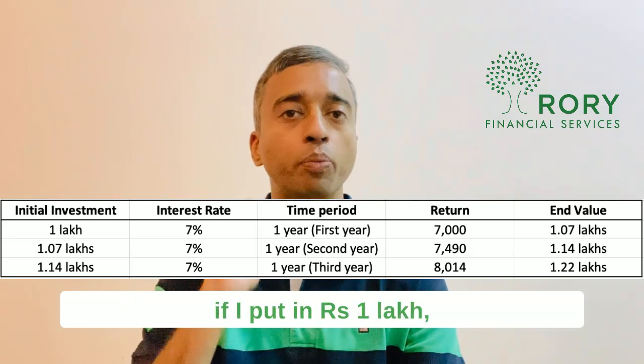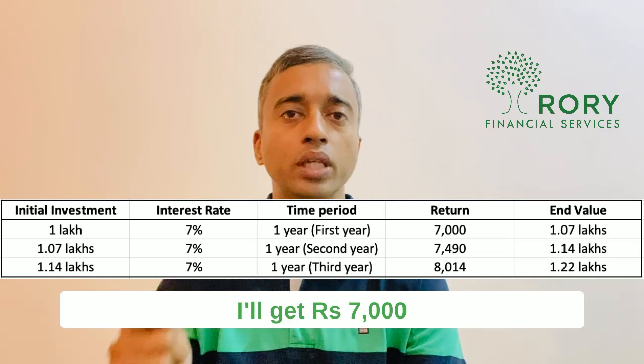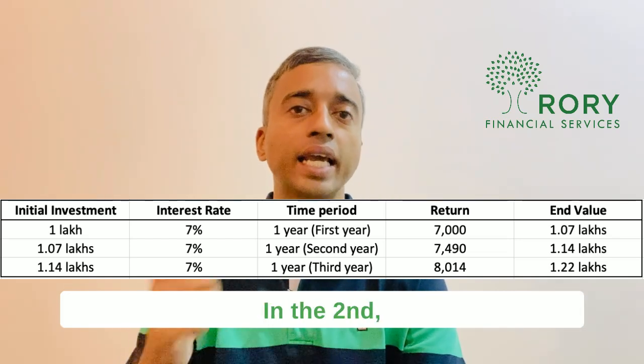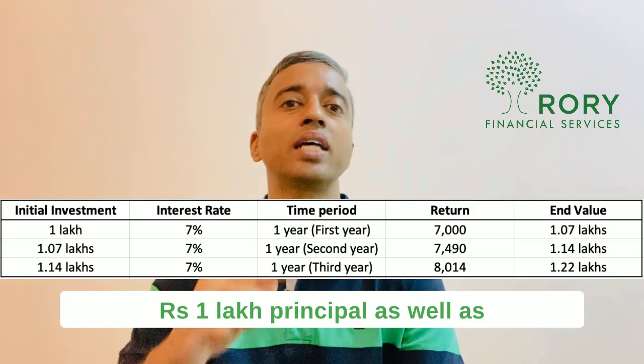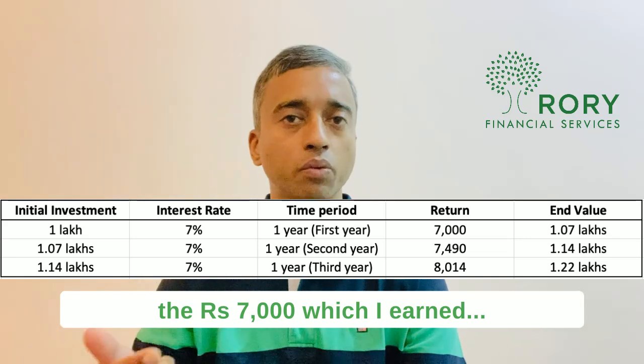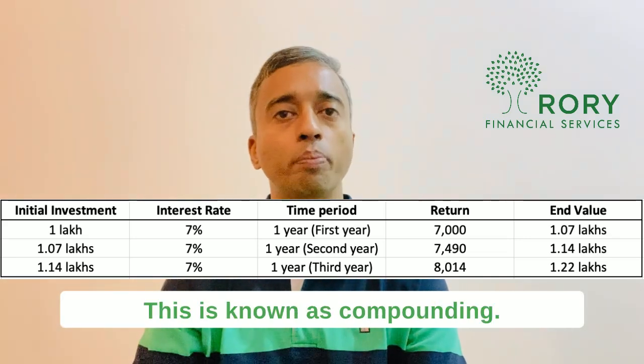That means that if I put in 1 lakh, I'll get 7,000 at the end of first year. In the second year, I'll get 7% on the 1 lakh principal as well as the 7,000 rupees which I invested, so on and so forth. This is known as compounding.